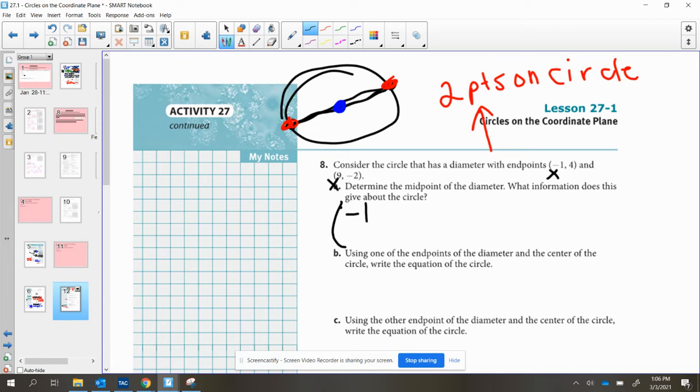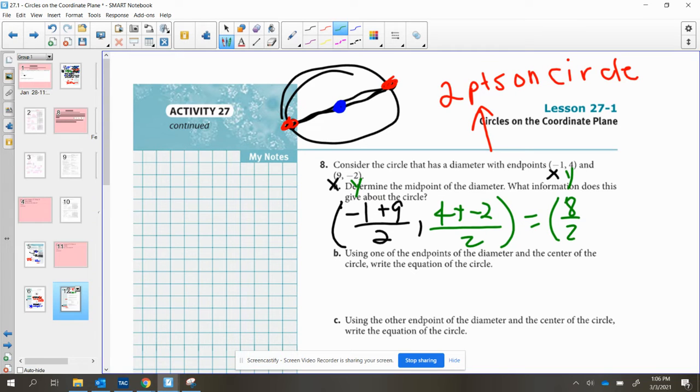We're going to add them up and divide by 2. And then we're going to also do that with the y values, 4 and -2. Add them up, divide by 2. So -1 plus 9 is 8. And then 4 plus -2 is 2. 8 divided by 2 is 4. 2 divided by 2 is 1. So now we do have our center point. We do have h and k.